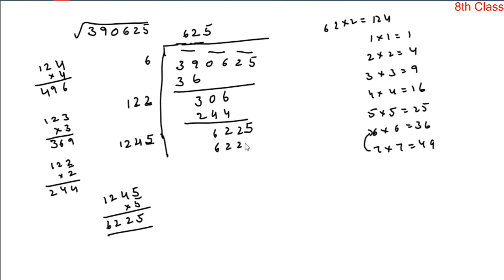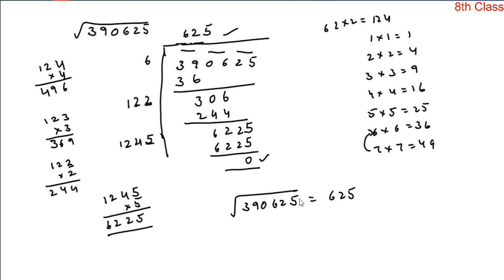Okay, now 1245 into 5, the product is 6225. So write down that product below that dividend. Now subtract this product from this dividend. It is equal to 0. So here the remainder is 0, and in the given number there are no more periods. The last period we already brought down. Okay, and 0 is the remainder. So the square root of 3,90,625 is 625. Here what you get as quotient, that quotient is the square root of that given number.